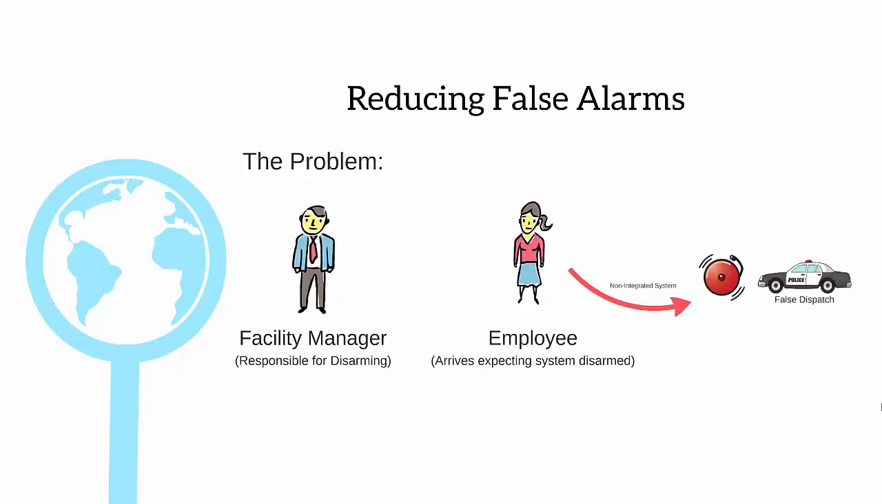So the problem in that scenario would be facility manager doesn't show up, an employee does, expecting the system to be disarmed, and they set off a false alarm. The problem there is you're running false dispatches, which can be very expensive.